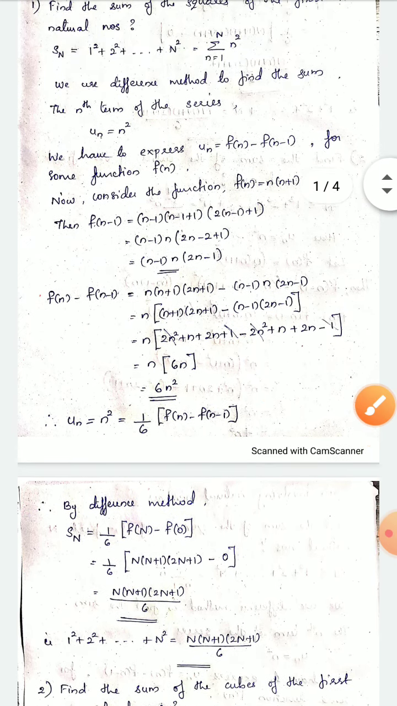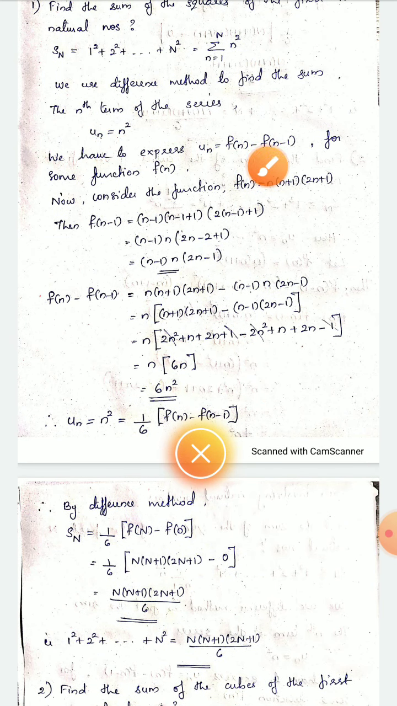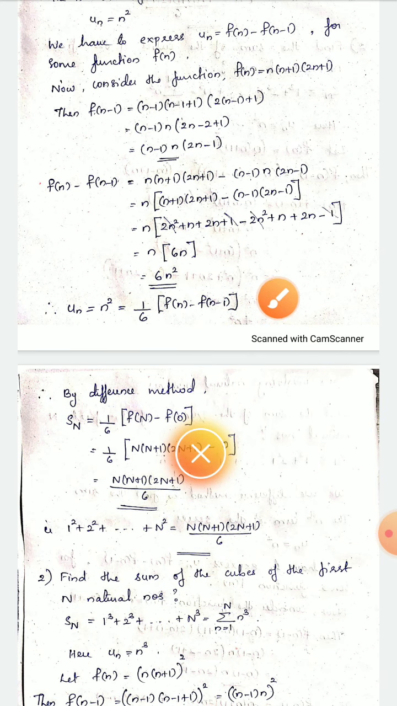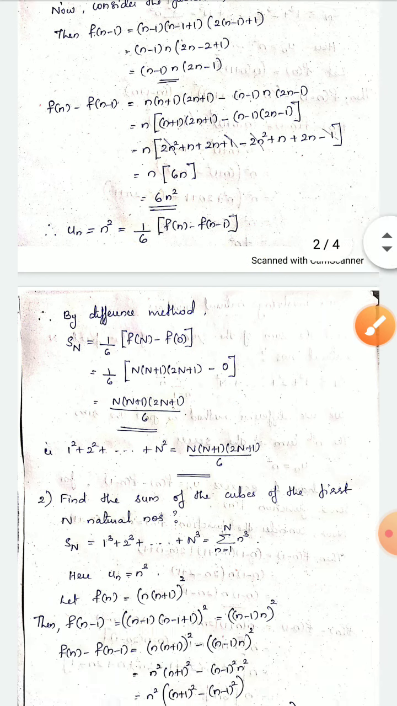We have to express un as f of n minus f of n minus 1. un is n square, and from this expression n square can be written as 1 by 6 times f of n minus f of n minus 1. We wanted to express un as f of n minus f of n minus 1, but here we got un as 1 by 6 times f of n minus f of n minus 1. So no problem, we can proceed with that. The constant is not a problem, we can apply the difference method.